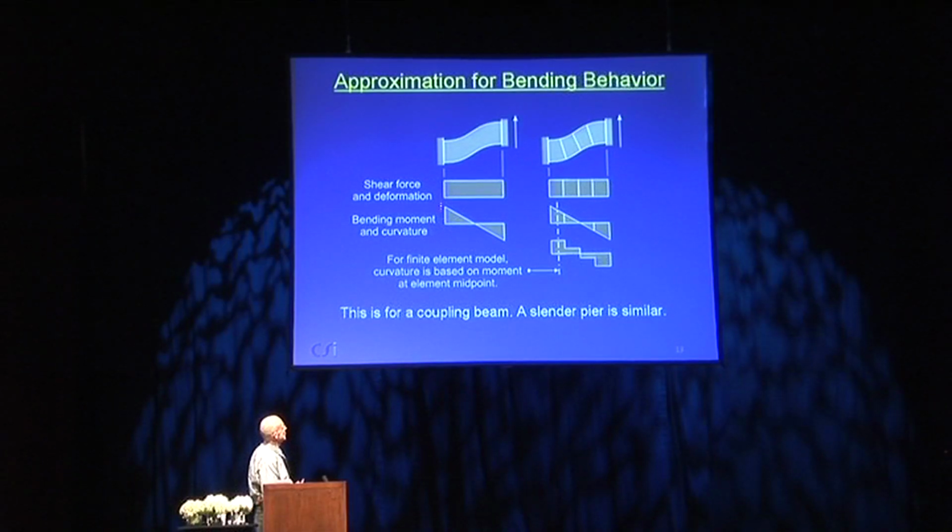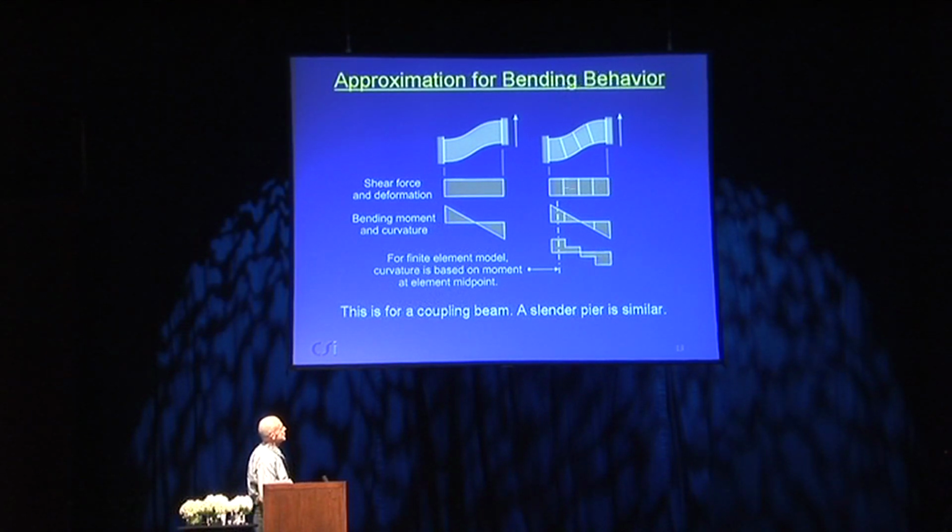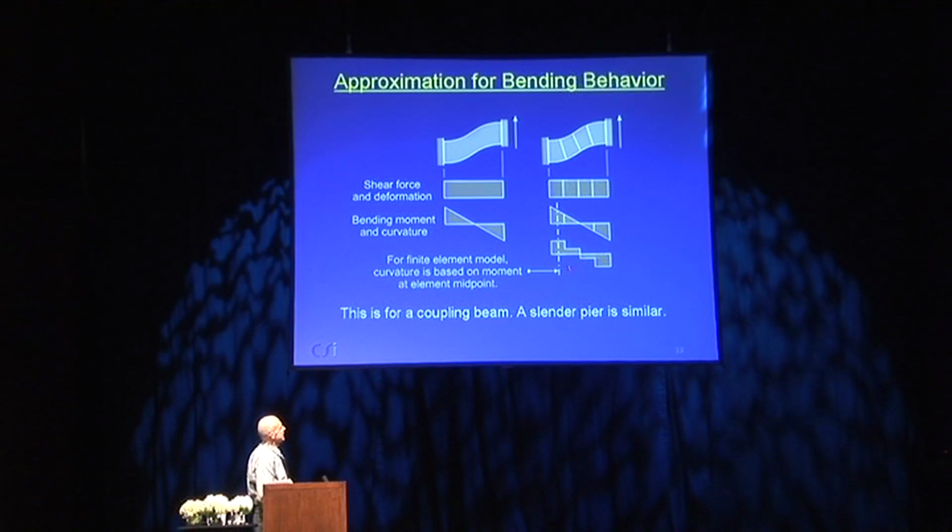The bending moment will be linear, and the curvature will also be linear. In the finite element model, again, the shear force will be constant, and the deformations also. But there's a difference when you get to bending. The bending moment will still vary linearly, but because these are constant curvature elements, the curvature is constant over the width of the element, and it's the curvature at the center of the element which is used to determine its behavior. So this is an approximation to this.